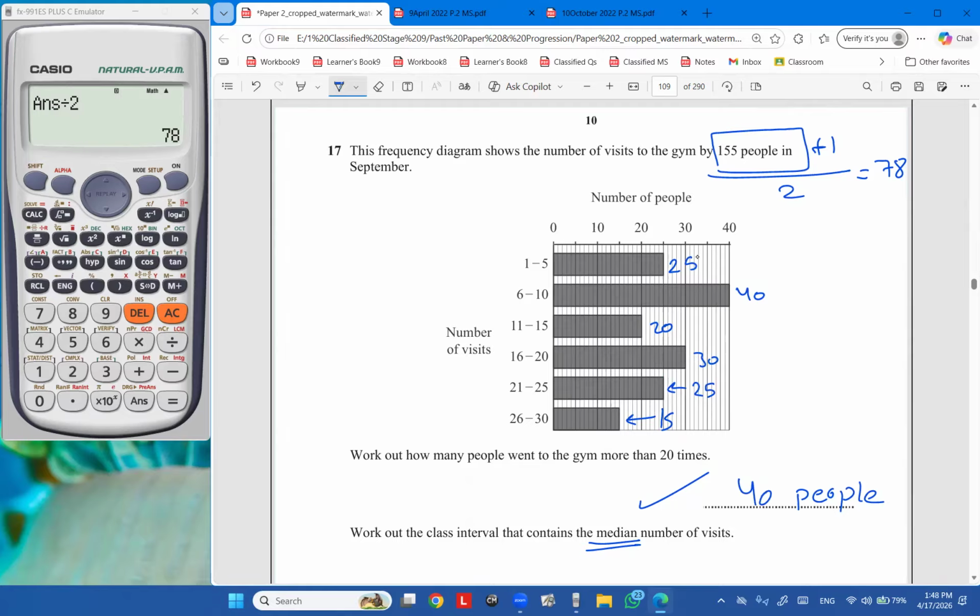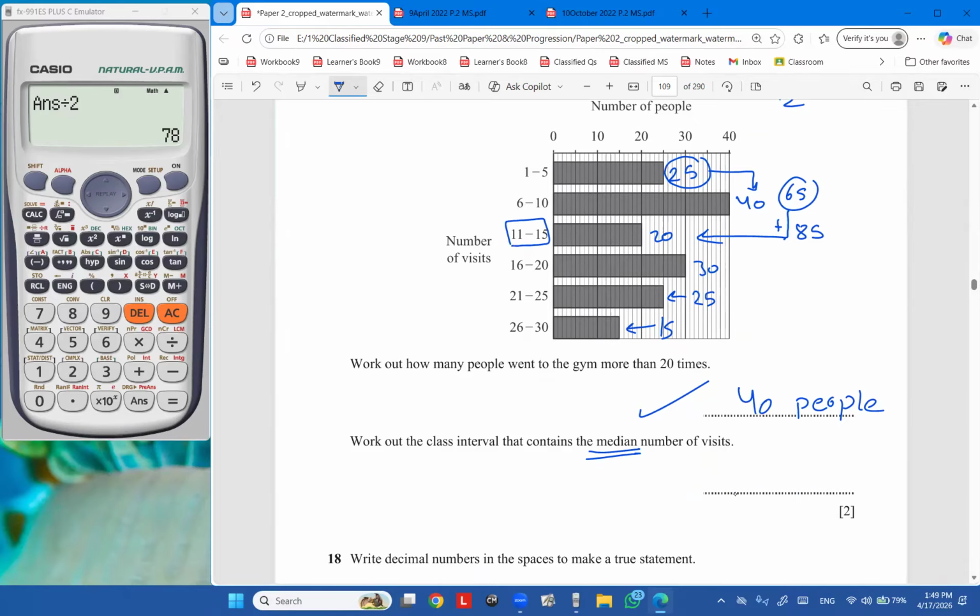So I need to add, starting from the first frequency, as usual. We always check the first frequency. It is 25. Have you passed or reached 78? Nope. Then add it to this. 25 plus 40 is 65. Have you passed or reached 78? Nope. Then add it to this. 65 added to the 20 is going to be 85. Have you reached or passed 78? Yes. So the median lies in here, 11 to 15.